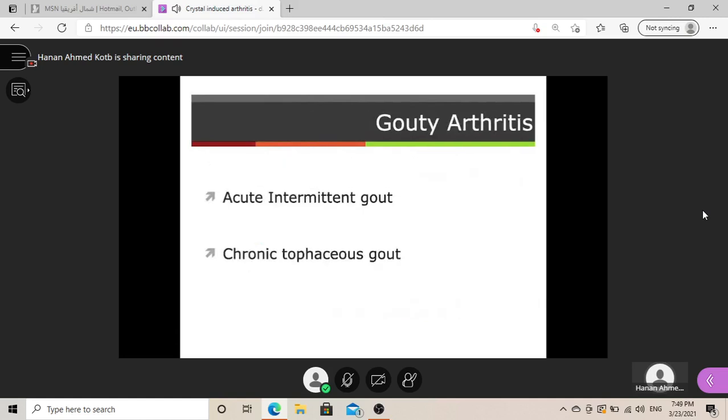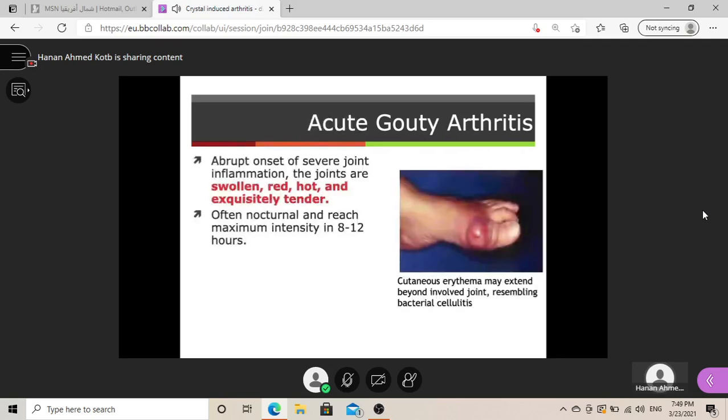Here we will start the lecture on gouty arthritis. We have two types of gouty arthritis. Their names are very informative, but it is very important to learn them. We have acute intermittent gout and chronic tophaceous gout. As the name says, acute intermittent gout is characterized by abrupt onset of severe joint inflammation. So we find that the joints are swollen, red, hot, and exquisitely tender.